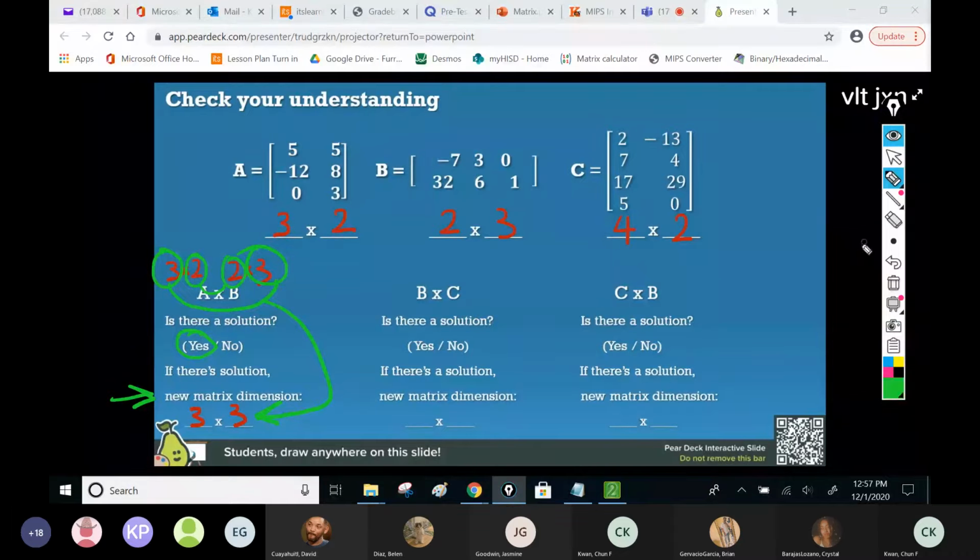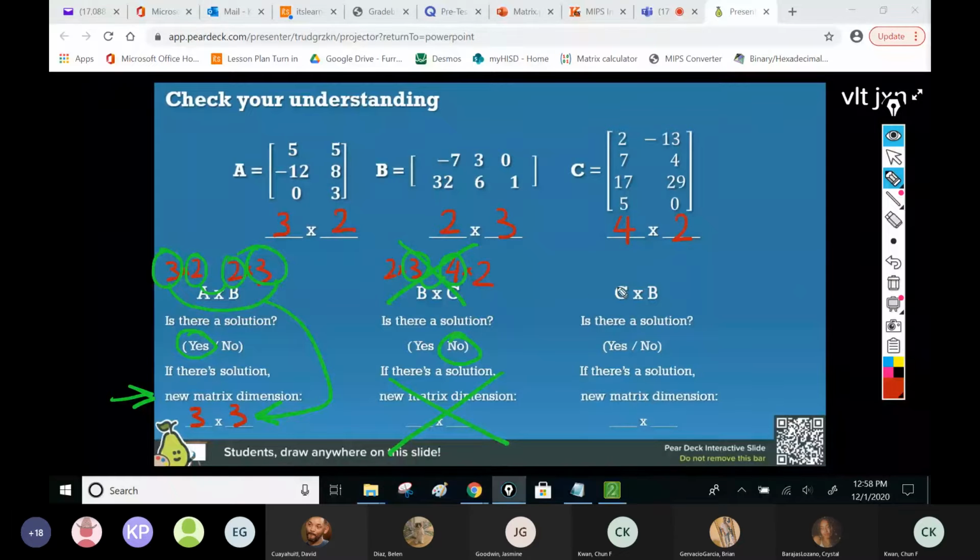All right, let's do the next one. B times C. I'm going to put the dimensions right here. 2 by 3 for matrix B, and then 4 by 2 for matrix C. Check to see if that's a solution. The inner numbers are not the same. They are not the same. So in that case, no solution, and you don't even have to do the next part because you can't multiply them together. It cannot be done. So no solution.